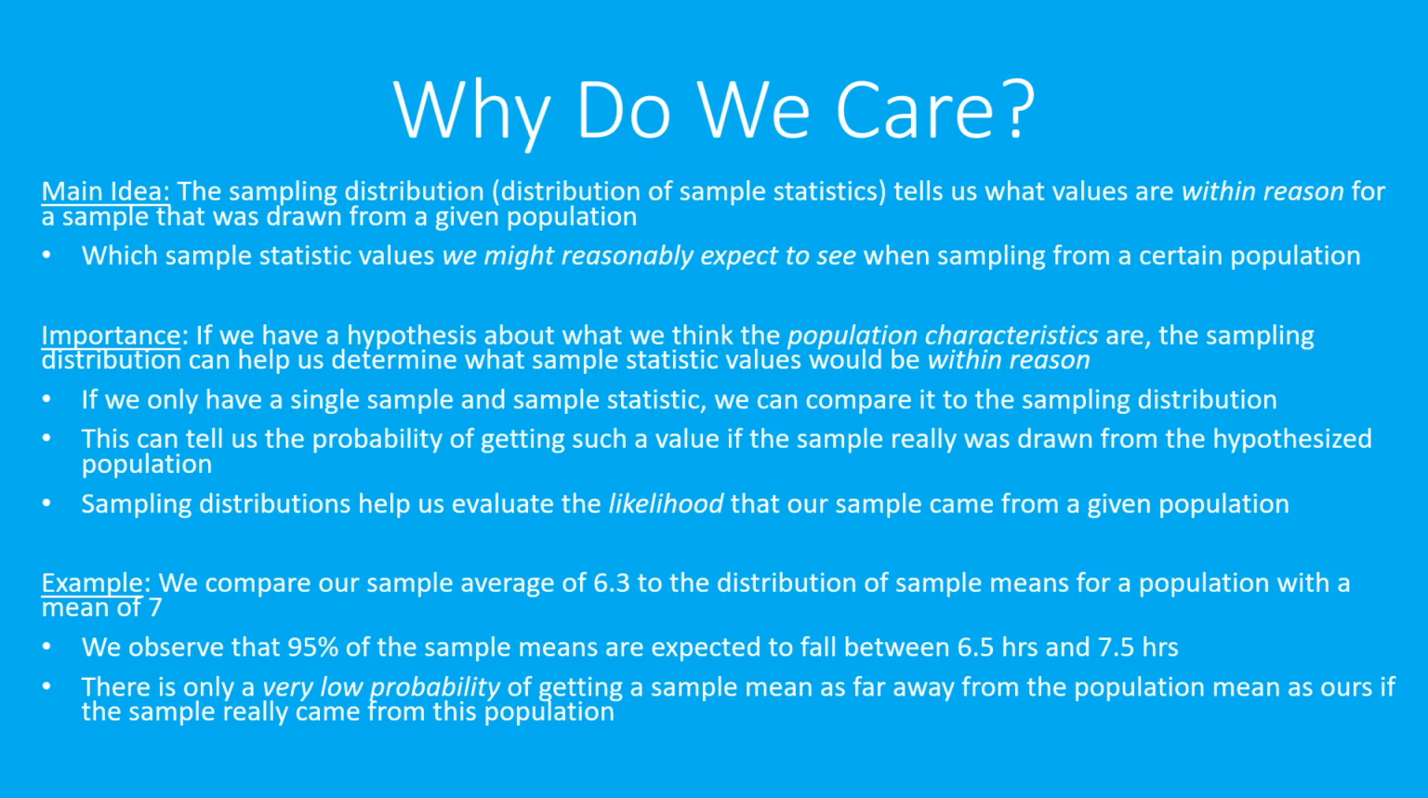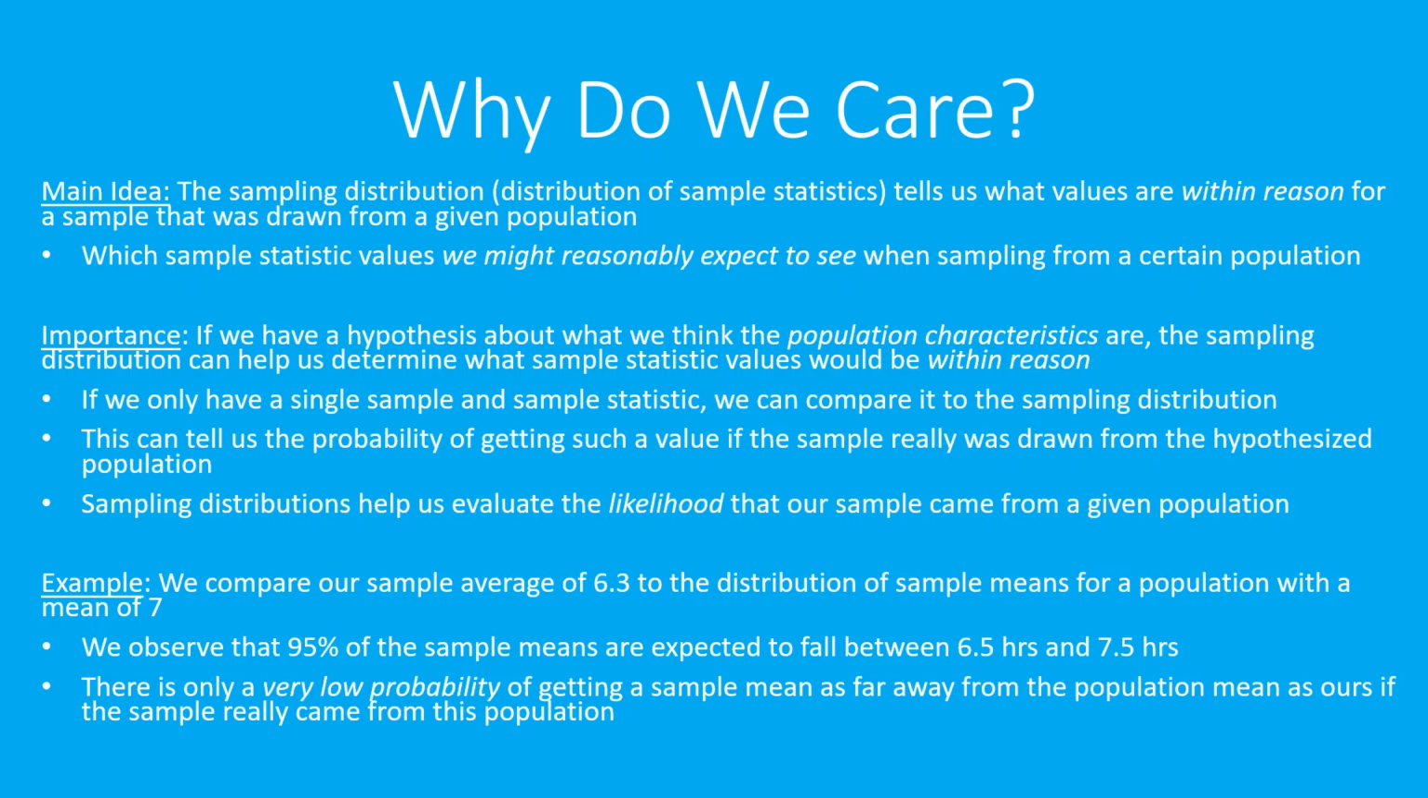So the sampling distribution tells us which sample statistic values we might reasonably expect to see when sampling from a certain population. And so the importance of this is that if we have a hypothesis about what we think the population characteristics are, so, for example, let's say we think the population has a mean of 7, like we've been doing, well, the sampling distribution can help us determine what sample statistic values would be within reason. So the sampling distribution for the mean would show us what type of sample means we might expect to see if we drew samples over and over and over from a population with a true mean of 7.